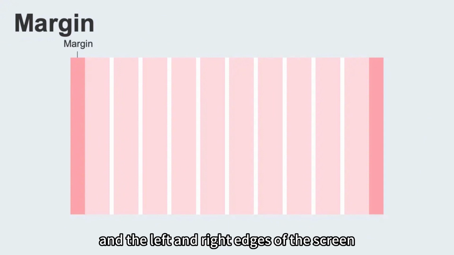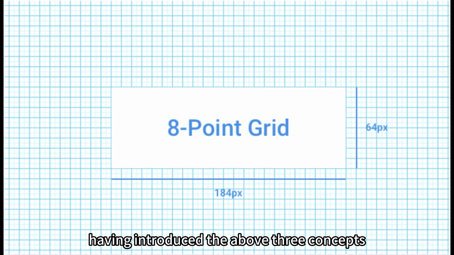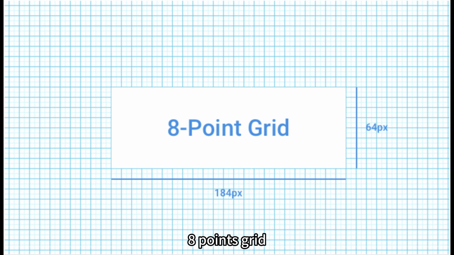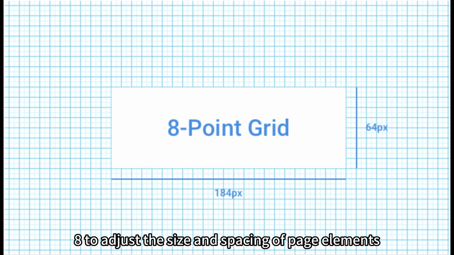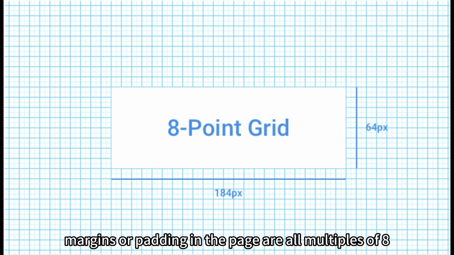Margin is the space between the content and the left and right edges of the screen. Wider margins are better for larger screens because they create more white space around the content. Having introduced the above three concepts, we can use the 8 points grid system to segment the page. The 8 points grid system uses increments of 8 to adjust the size and spacing of page elements. That is, the height or width, margins or padding in the page are all multiples of 8.